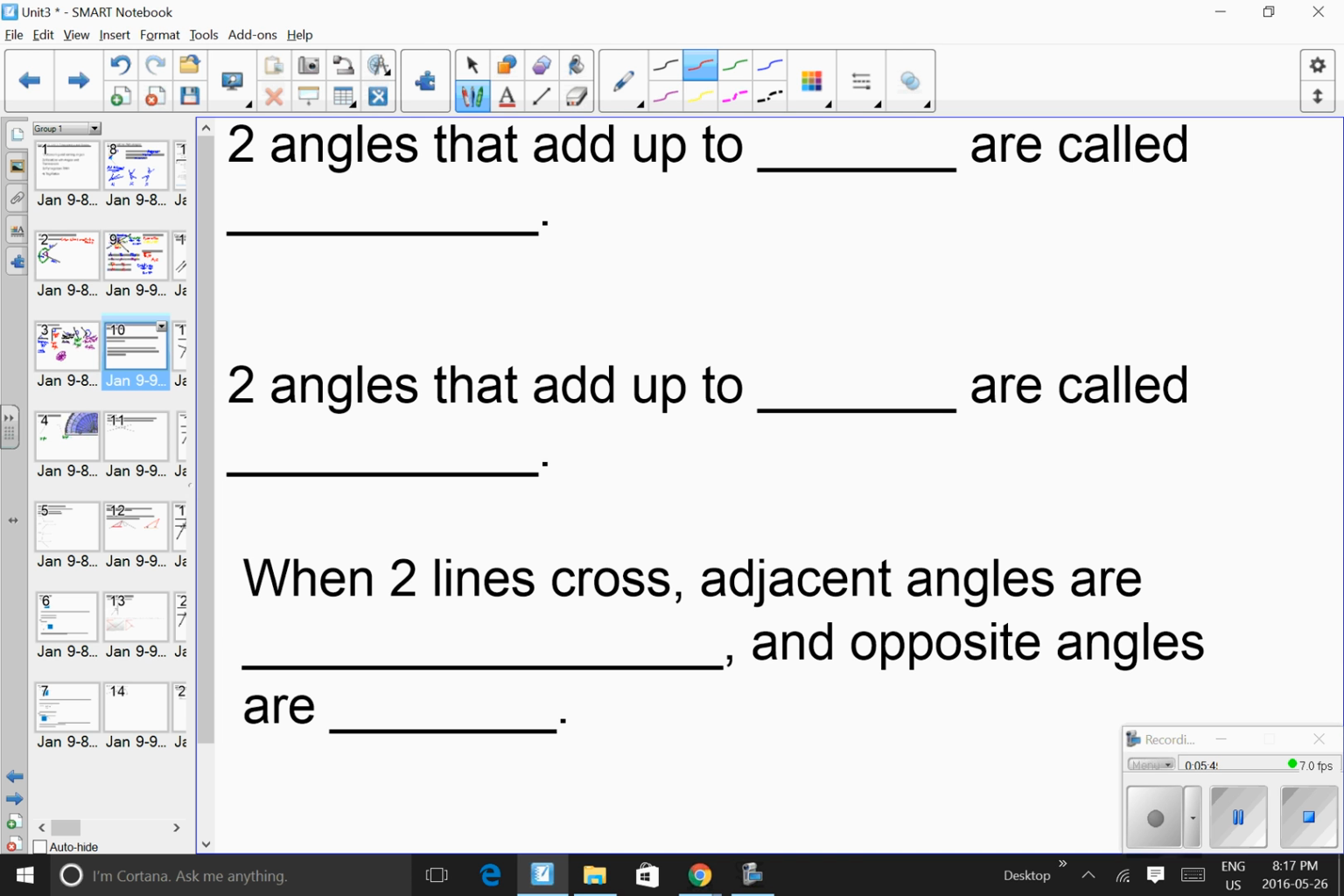So we have a fancy word for two angles that add up to 180 degrees, or a straight angle. We call those supplementary. I hope I'm spelling this right. Supplementary angles, those are ones that add up to 180. Two angles that add up to 90, those are called complementary angles. Complementary.